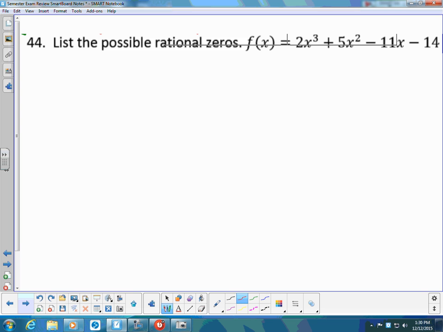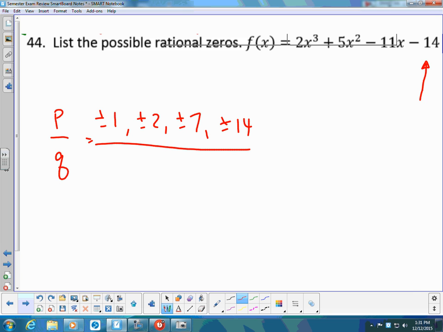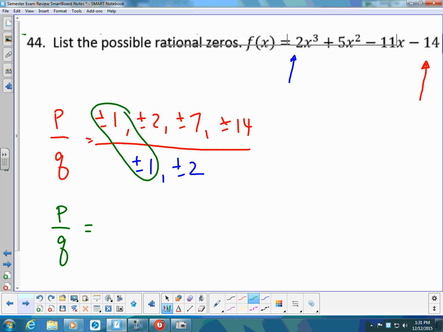To get the possible rational zeros, we want to do the p over q values. The p values are going to be all of the factors of this constant term. So that would be plus or minus 1, plus or minus 2, plus or minus 7, plus or minus 14. Those are all of the integers that will divide into 14. The q values are going to be all of the factors of your leading coefficient. So that's going to be plus or minus 1, plus or minus 2. So our p over q values, which represent the possible rational zeros, are going to be every combination of numerator over denominator. So I need 1 over 1, I need 2 over 1, and so on.